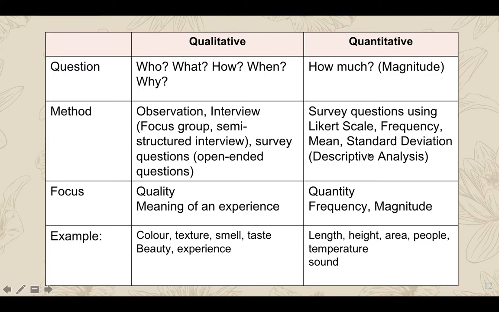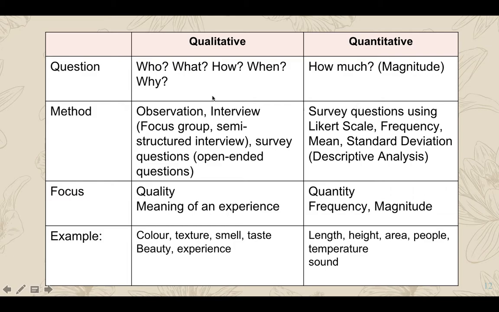Whereas when it comes to quantitative, the survey questions dealing with quantitative data could be in a form of Likert scale, however you wish to pronounce it. When we talk about the Likert scale, it's often a method of assigning a quantitative value to qualitative data. So we try to look at numbers from the survey questions. Not only that, we can also look at frequency, mean, standard deviation, and mostly descriptive analysis in quantitative data itself. And all of these can be derived from the survey questions.